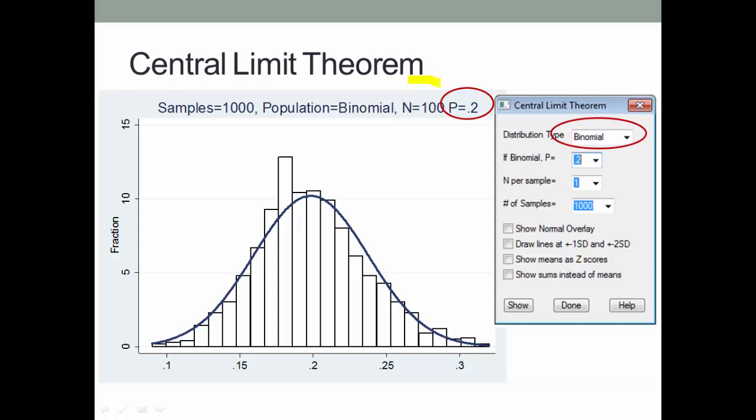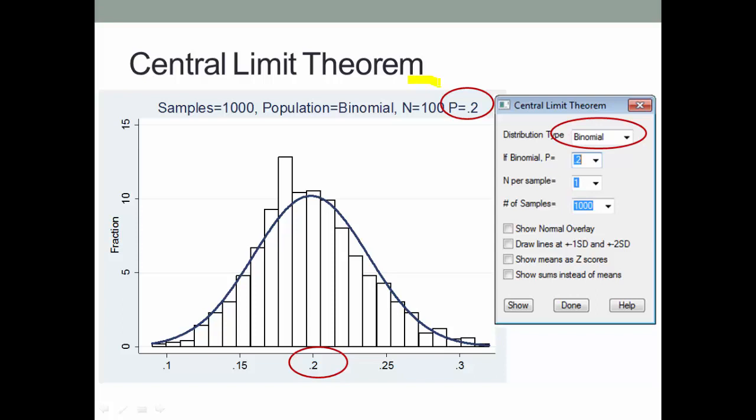You take 1,000 samples. For each sample, you work out what proportion of people have a particular characteristic. And then notice a few things. Notice that your estimate is centered around 0.2, which is where it should be centered at, so that on the average, when you take 100 people and you work out what proportion have a characteristic, it's equal to the underlying proportion in the population, and that's good.